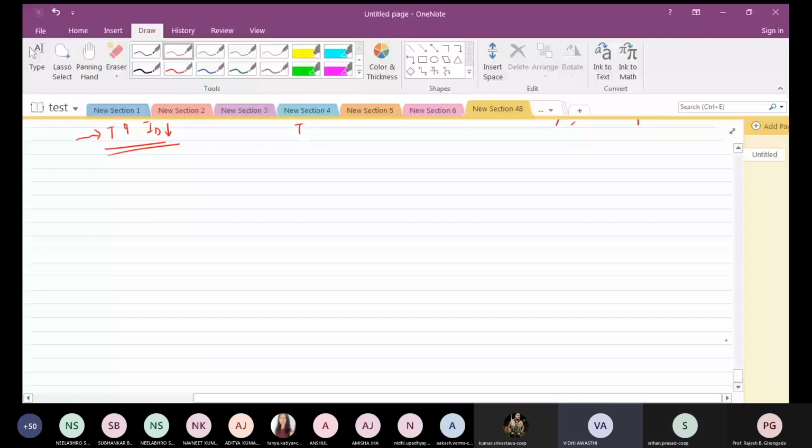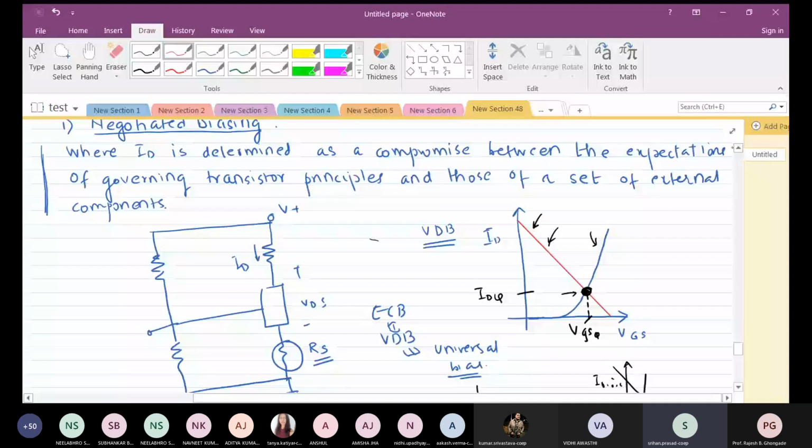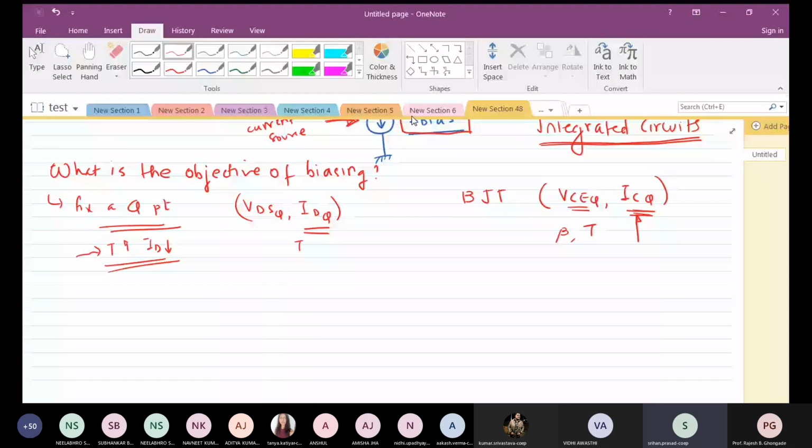There are two types of biasing. Of course, this is a generic statement saying that there are two types of biasing. It is applicable for BJT also. One is the negotiated biasing, which we already have seen for BJT, and the other one is called the imposed biasing, where we use a constant current source. Let us see in detail.